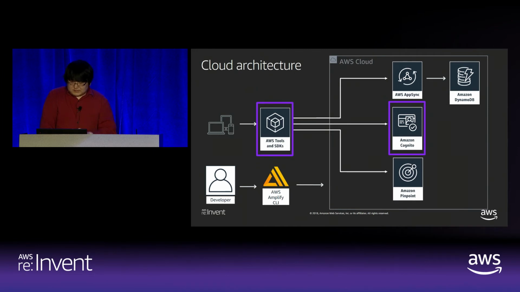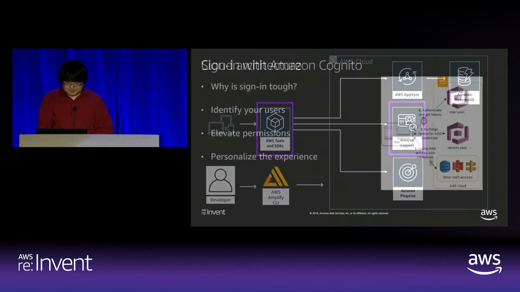So let's start with something easy. That means all of the cloud backend has been provisioned. So let's look at how to interface with that with the SDKs on your app. We'll take a look at Amazon Cognito and how to sign in.